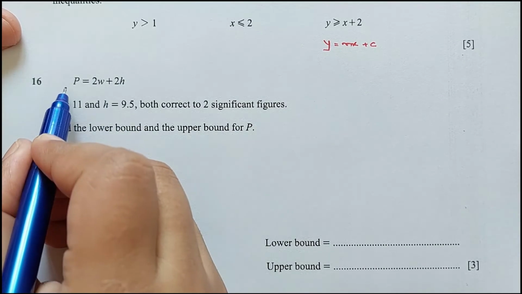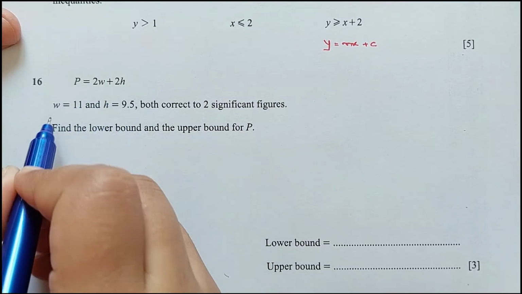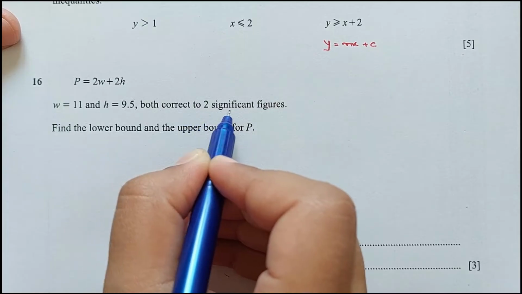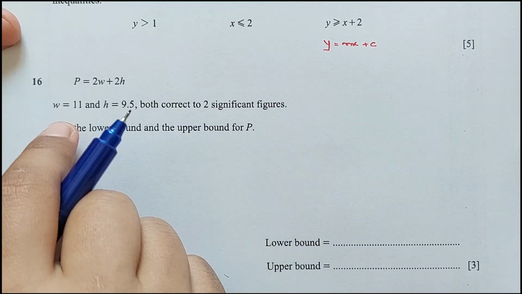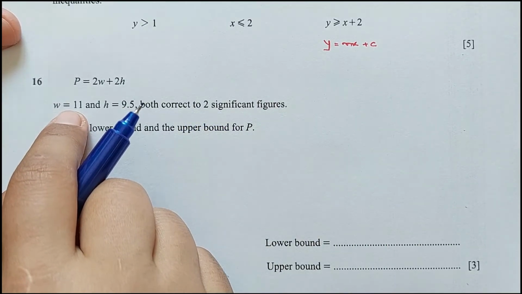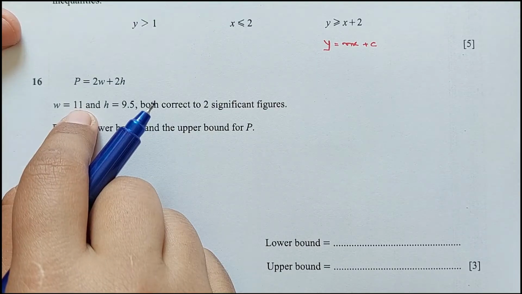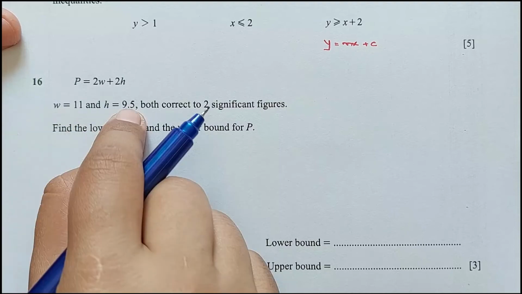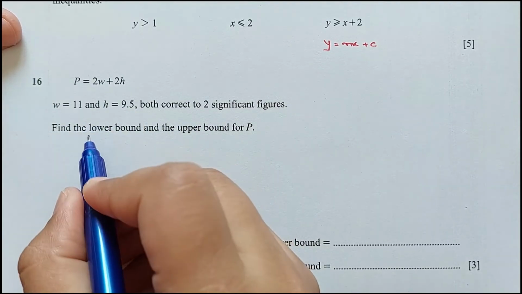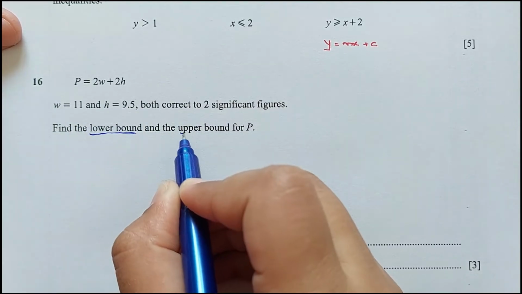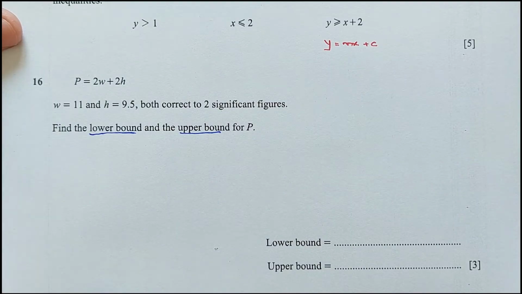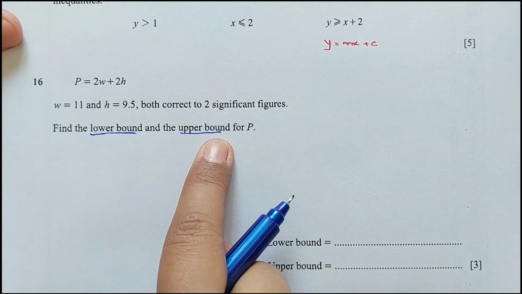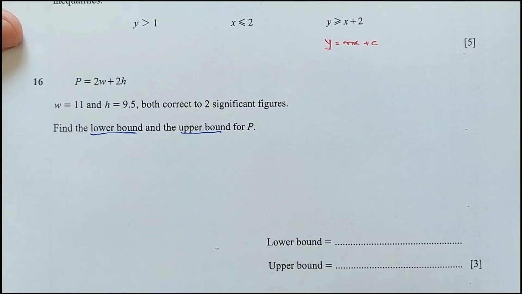Question number 16, P equals 2W plus 2H when W is 11 and H is 9.5, both correct to 2 significant figures. Yes. The 2 significant figures in W are 1 and 1, and in H are 9 and 5, right? Both are correct to 2 significant figures. Find the lower bound and the upper bound for P. So for the lower bound, we need the lower bounds of W and H, and for the upper bound, we need the upper bounds of W and H, right?